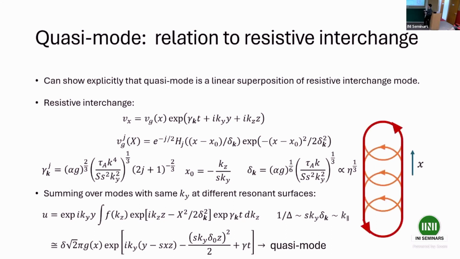We can explicitly show the quasi-mode as a linear superposition of interchange modes. This is the eigenmode solution for the resistive interchange. If we take the integral over them, we can finally get the expression for the quasi-mode, which is exactly the same as what we had previously. So this picture shows the small circular convective cells that correspond to the interchange, and this is the quasi-mode.